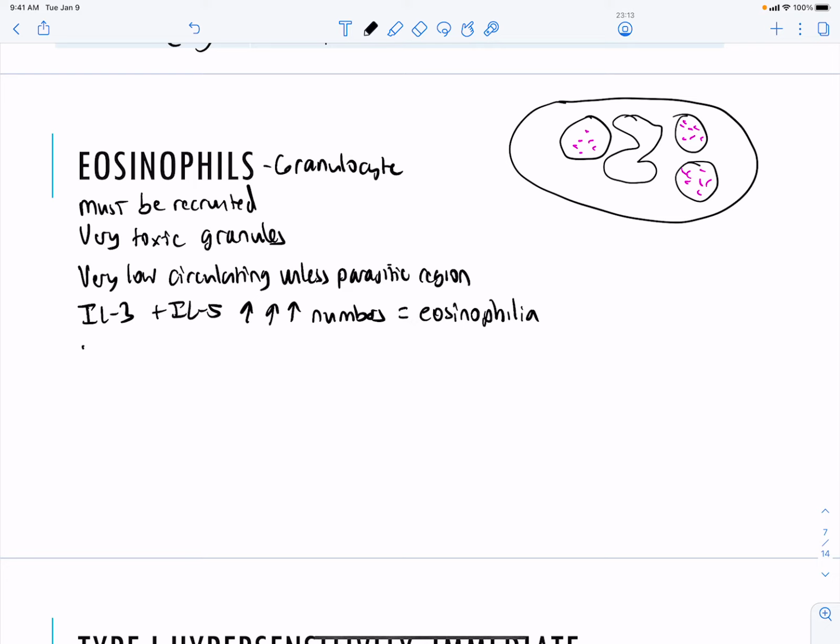There's also eotaxin. This is going to recruit the eosinophils to the site of parasitic infection, and leukotrienes can do the same. Eotaxin is going to be made by epithelial cells, and leukotrienes, of course, by our mast cells.